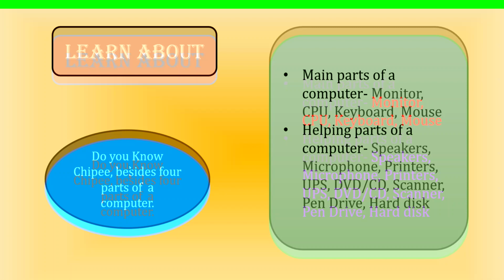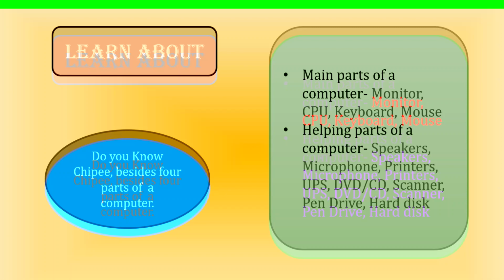Do you know? Chippy is a chip, and it sits beside the 4 parts of the computer. What are the main 4 parts of the computer? Can you tell me? Monitor, CPU, keyboard, mouse. Yes, it is the correct answer.